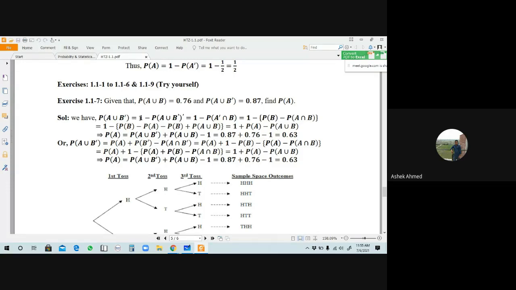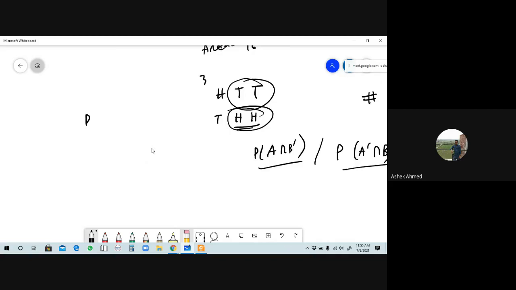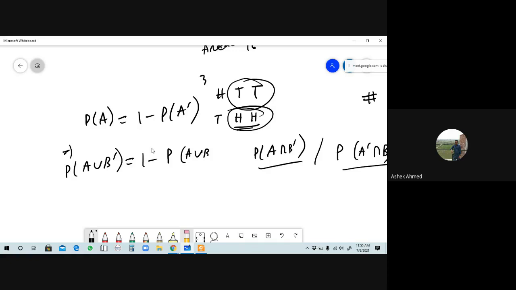Or you can say, in this form probability of A equals what can we write? 1 minus probability of what? A complement. Is it right? Yes, sir. So from here we can say the probability of A union B complement will be 1 minus probability of A union B, complement. Okay, yes, sir. It's the same formula.